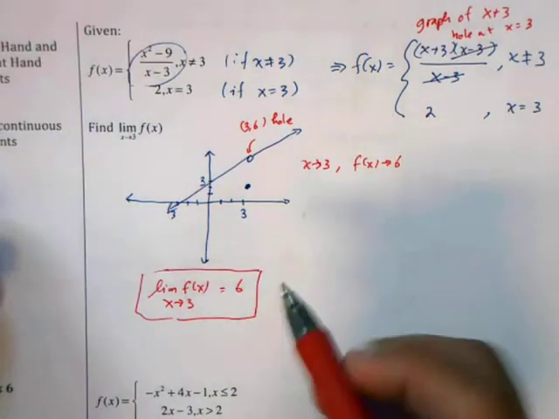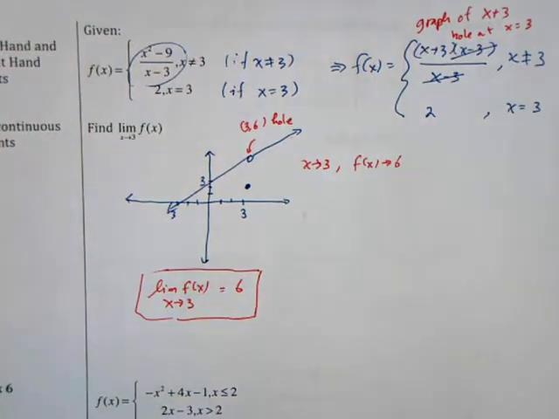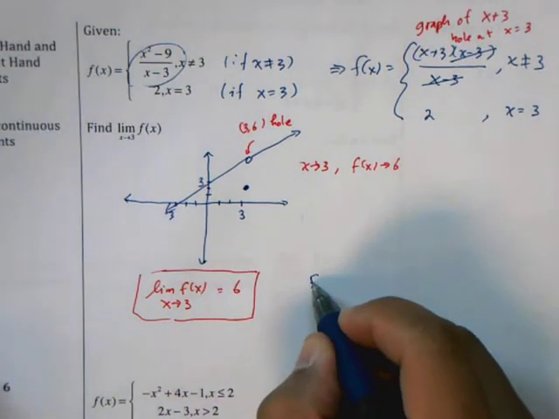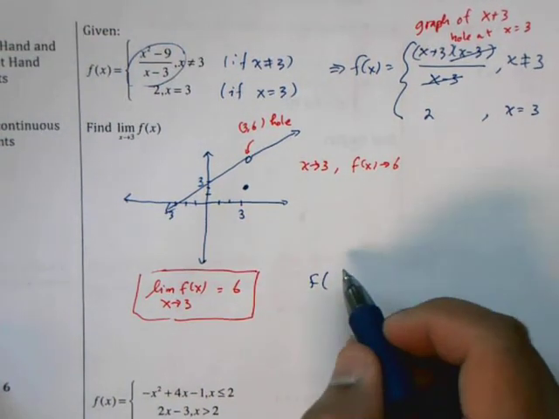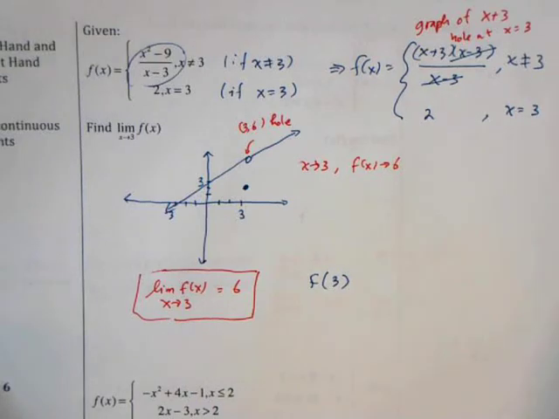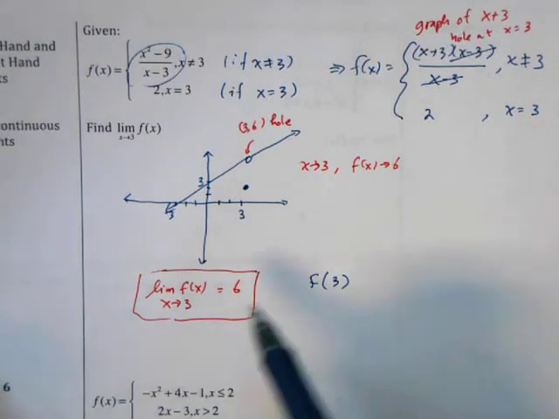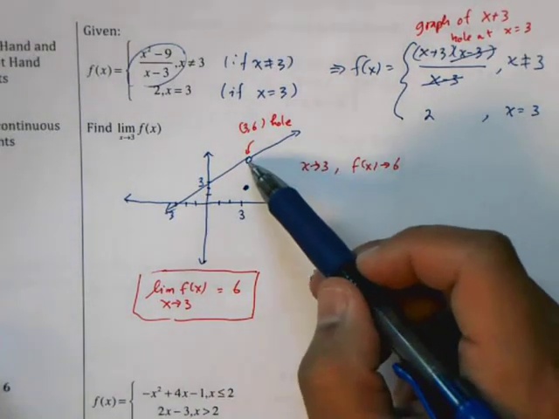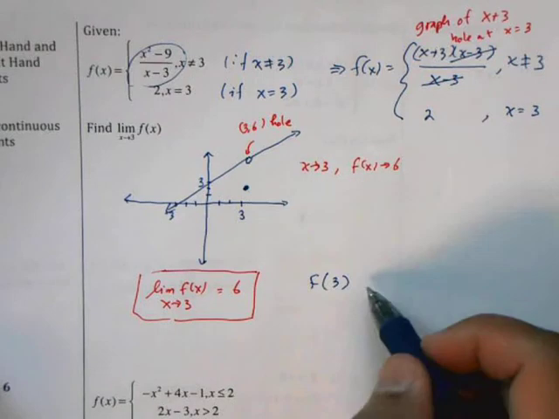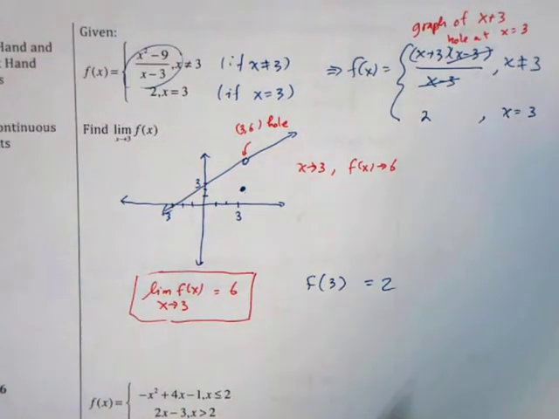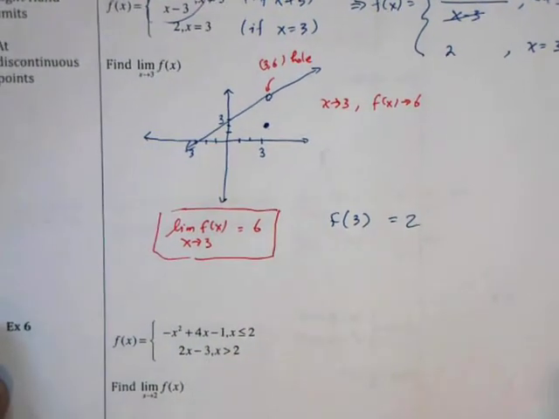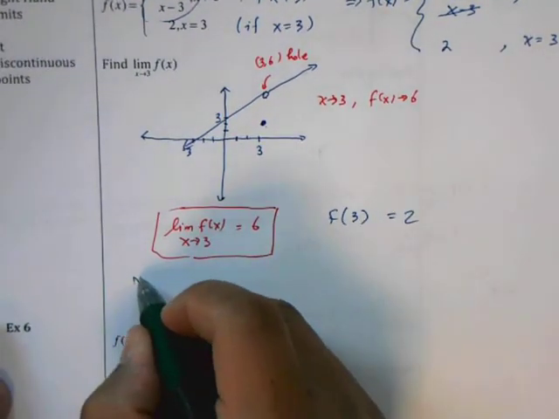Now, something that's a little bit interesting here is if you just take 3 and you plug it into the function, f of 3. So if you just take 3, you don't get 6 because it's undefined there. You get 2. So this is a little bit different than what we've seen before. And so I want to make kind of a note or a caveat or whatever you want to call this.